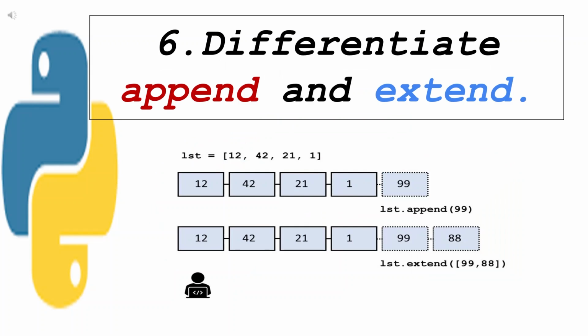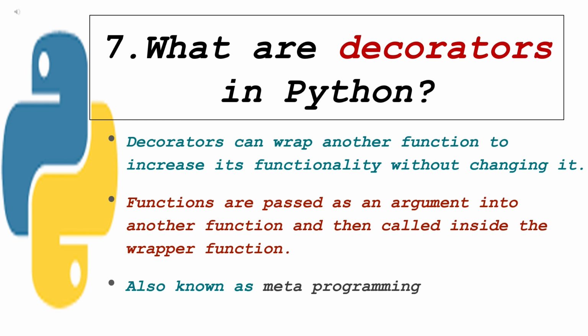Differentiate append and extend. Both are list built-in functions. Append adds a single item at a time at the end of the list. The extend method extends the list by appending all the items from the iterable. The length of the returned list depends upon the length of the iterable, whereas in append, the length of the list is increased by one at a time.